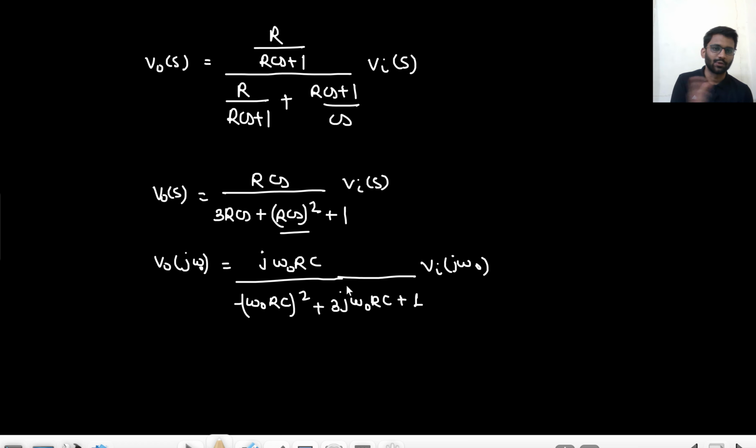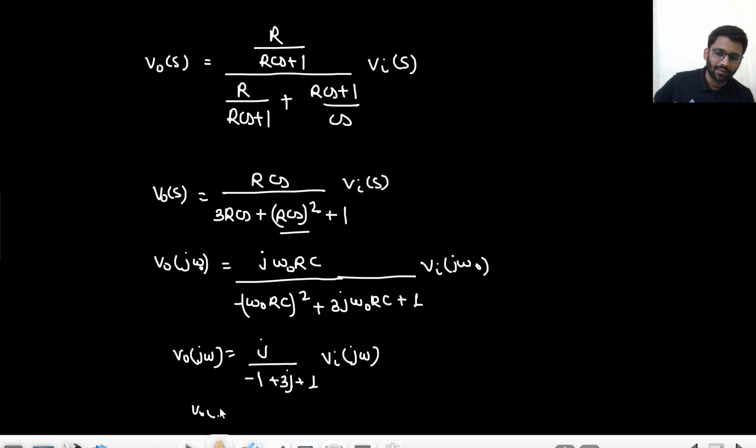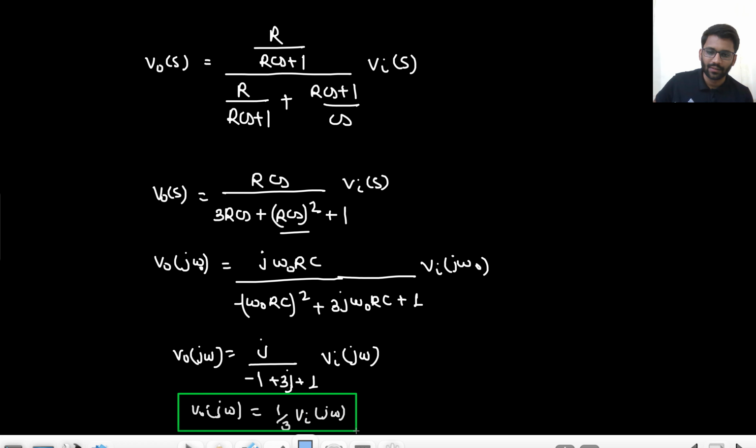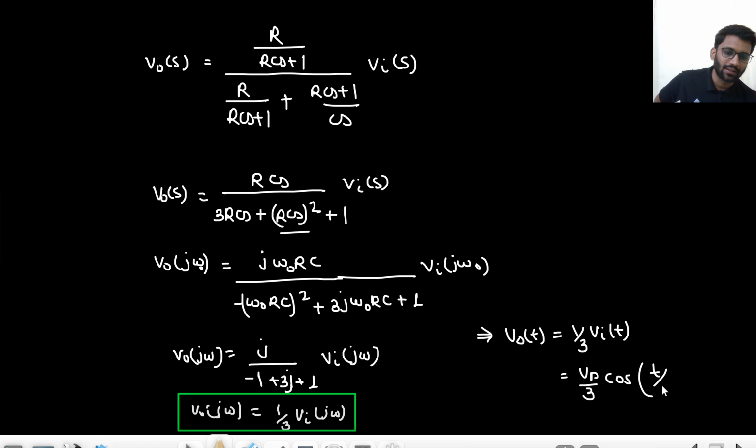Simply at omega you will put 1 by RC. So omega naught RC is 1. So I will simply put 1 here. So this will become j, this will become minus 1, this will become 3j, and this will become plus 1. Right? V in j omega. So V naught j omega is becoming 1 by 3 V in j omega. Right? So simply my V naught is 1 by 3 V in t. That means it is Vp by 3 cos t by RC. That is my V naught t.